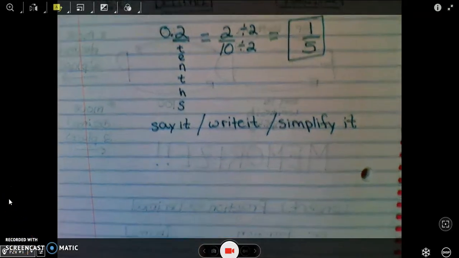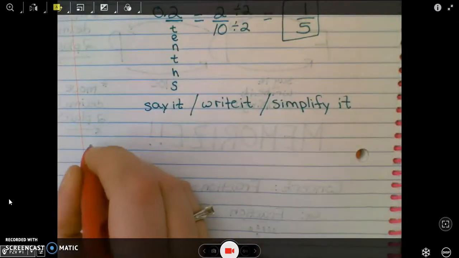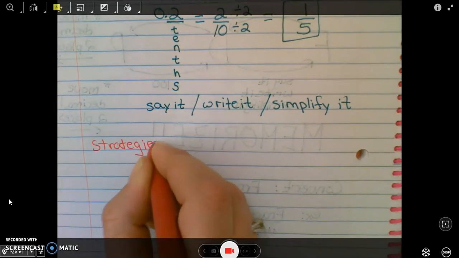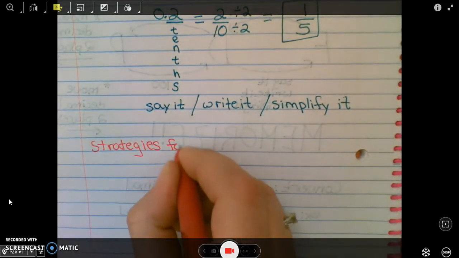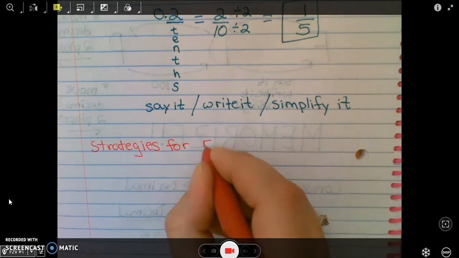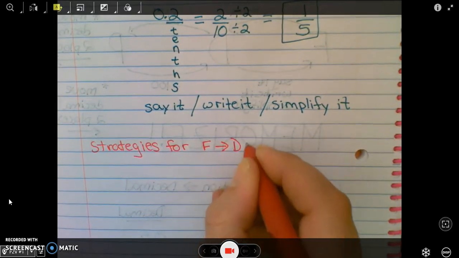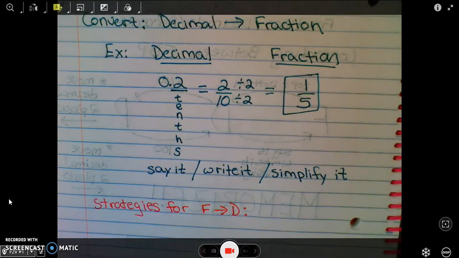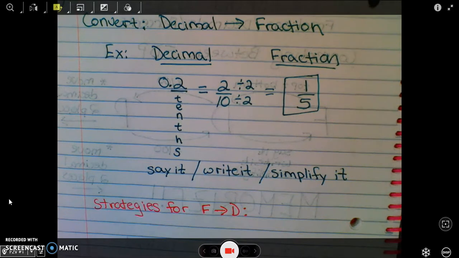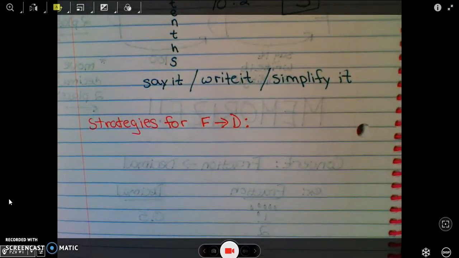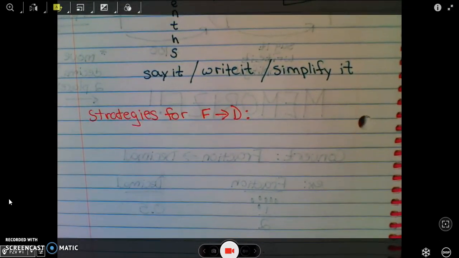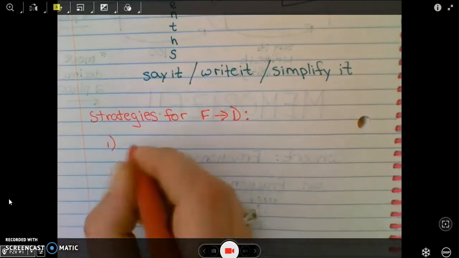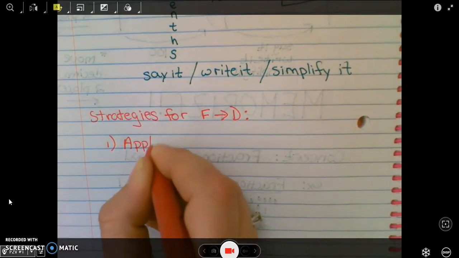All right, so next we're going to skip a line and jot down some strategies for converting from a fraction to a decimal. Going from a decimal to a fraction is pretty straightforward as long as you know your place values and you can simplify. But fractions to a decimal are always going to be the ones that give us a little difficulty without having the calculator.